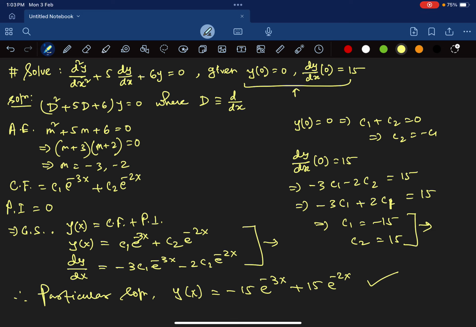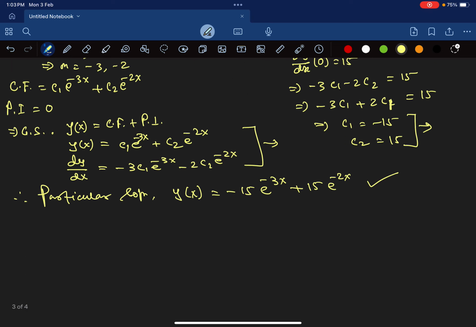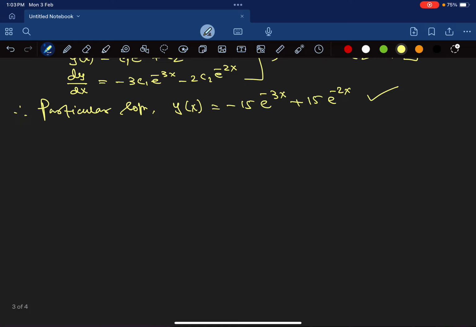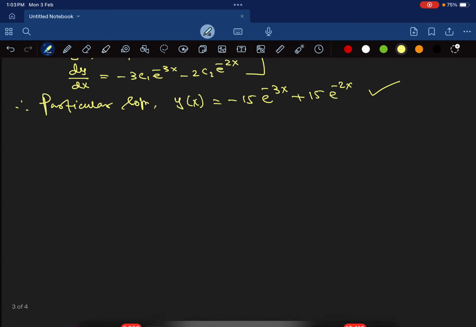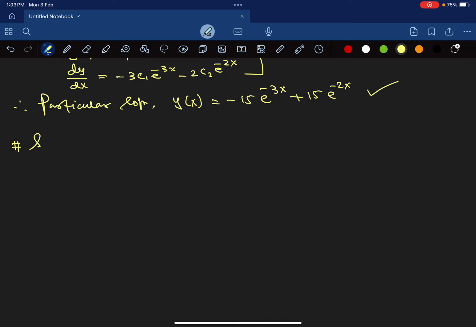Now, this type of question you should practice. To find the particular integral, one very standard method we use is the variation of parameter method. But before that, we can solve one or two more questions based on this idea. I can give you a few questions, just try. Solve this question: (D cube plus D square plus 4D plus 4) y is equal to 0. This is a cubic equation.